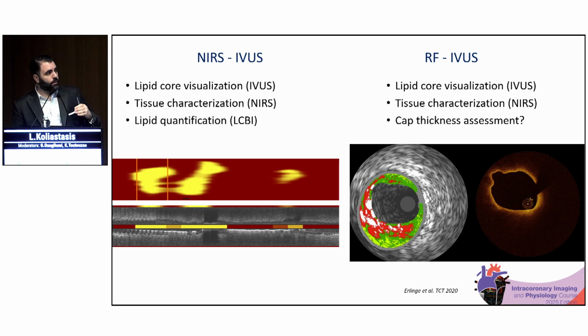So the combinations of the IVUS are those two. On the left-hand side, we have the NIRS IVUS, as we saw before, with an IVUS run, and as Dr. Kalogeropoulos sent us, we can see the LCBI index and quantify the lipid and assess the vulnerability of the plaque.